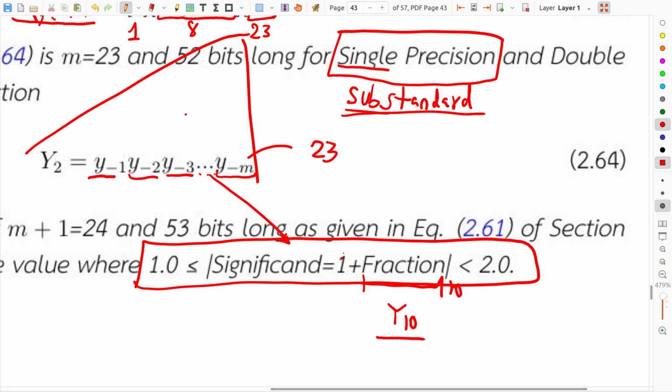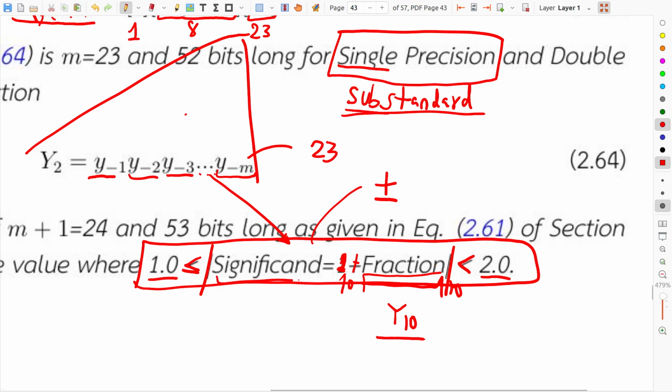And if we add 1 to it, the result in base 10 is going to be greater than or equal to 1.0 but less than 2.0. We put the absolute value because this part can be positive or negative. We call 1 plus the fraction the significand.